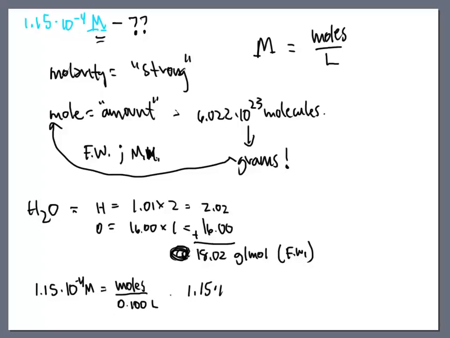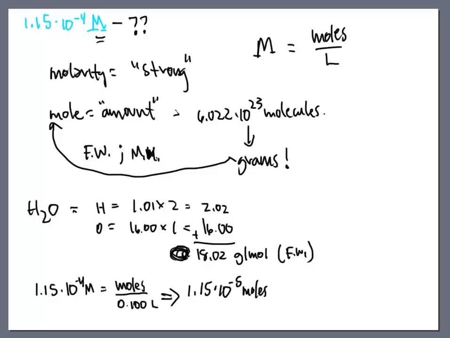1.15 times 10 to the negative 5 moles. So this equation told me that I need to weigh out 1.15 times 10 to the negative 5 moles. That's what it's telling me to do. My balance does not give me moles. It gives me grams. Therefore, I need to convert that unit over. I need to take my mole and convert it over to gram.